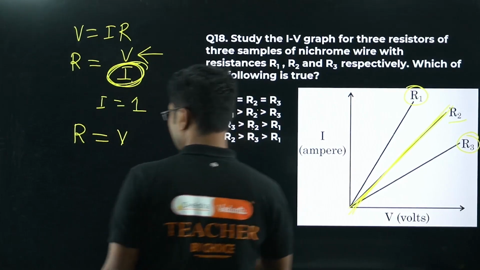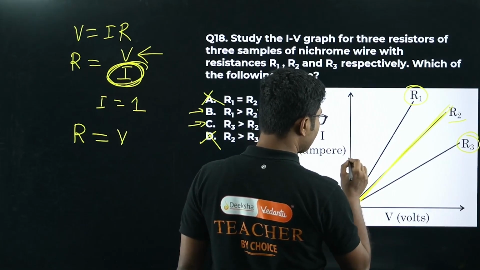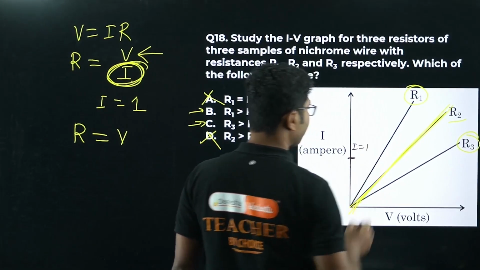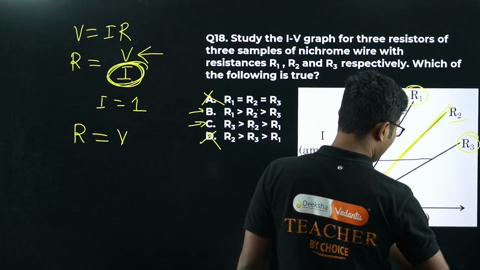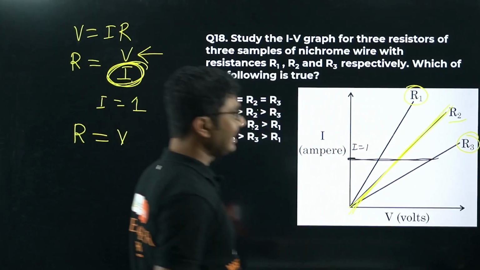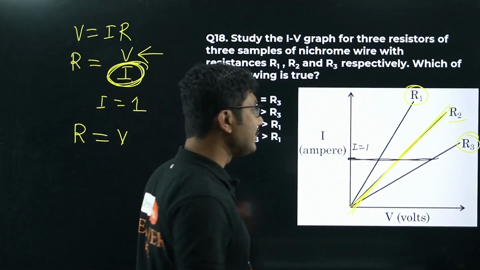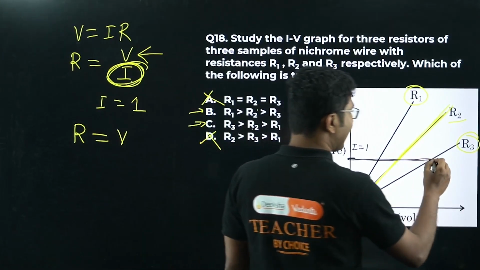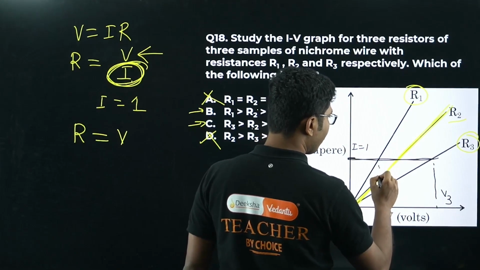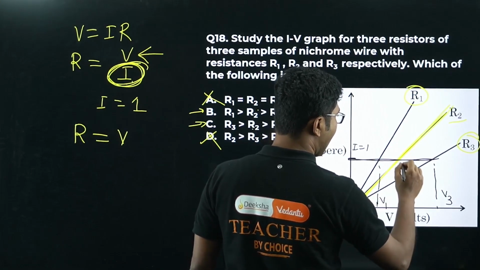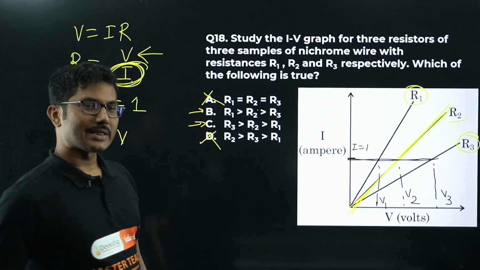So suppose in this graph I am choosing this point to be I equals 1. Now I have to draw a line parallel to the x-axis. This will represent the I equals 1 line. Now we have to check which one will have the higher voltage. This one will have a voltage of V1, this one will have a voltage of V2, and this one V3. If you remember the graphs, that's how we draw the graphs.